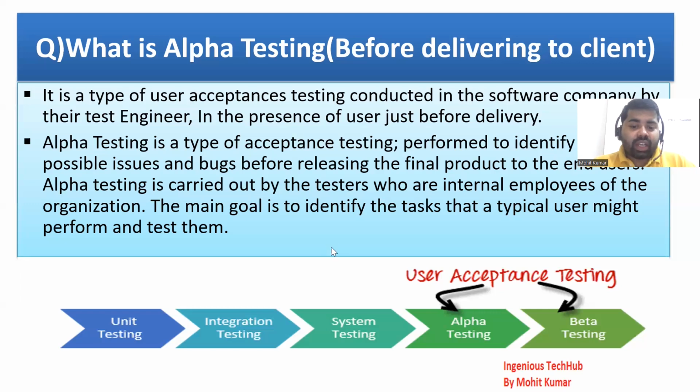You can see I have a diagram here: unit testing, integration testing, system testing, and the last one, which is called user acceptance testing. This user acceptance testing is divided into alpha testing and beta testing. Again, you have to ask the question, what is alpha testing and what is beta testing? Both testings are user acceptance testing. So let's explore this. What is alpha testing?